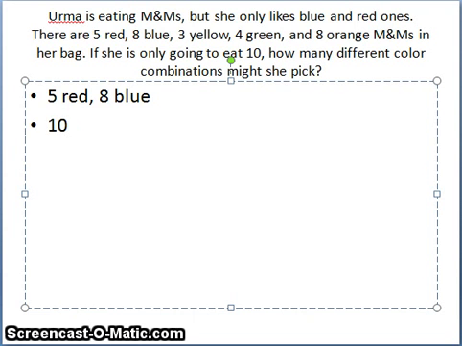So that means we're doing 10. There are 10 total. I'm sorry, no, 5 plus 8 is 13. Oh my goodness, my brain. There's 13 she's choosing from, and out of those 13 she is choosing 10. But remember, we don't care about order.